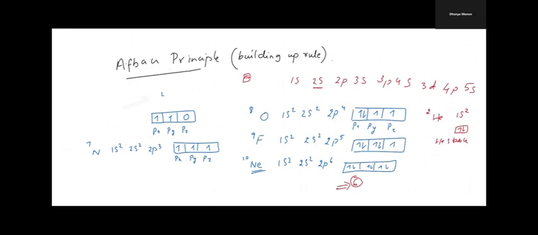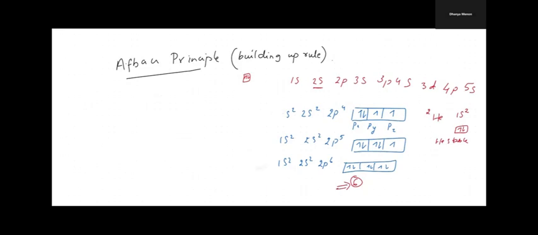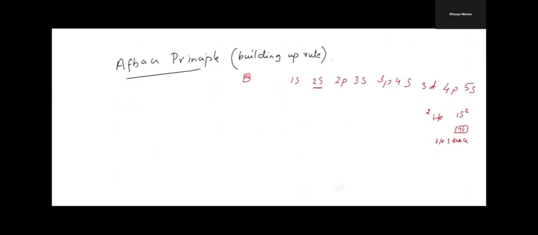For example, if I say magnesium, I hope the filling is clear, right? Let's check with magnesium. Magnesium, the atomic number is 12. So 1s2, 2s2, 2p6. This is the filling of orbitals in magnesium.